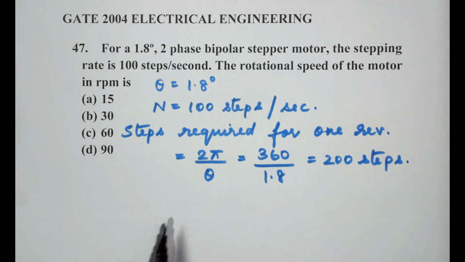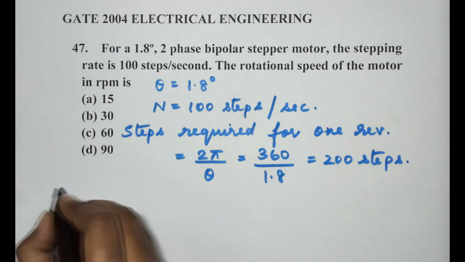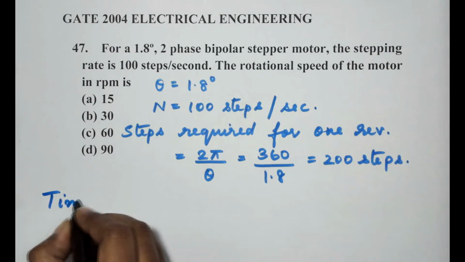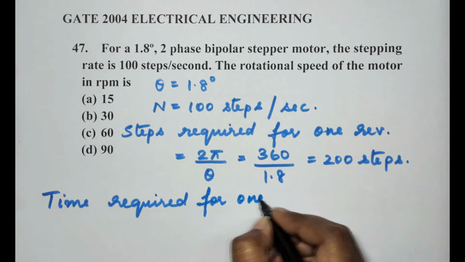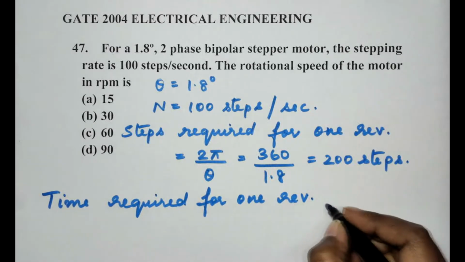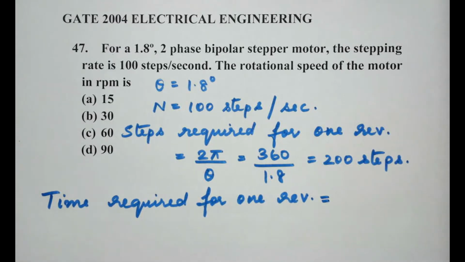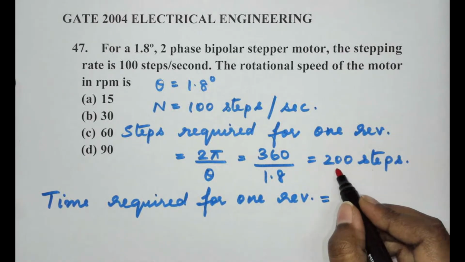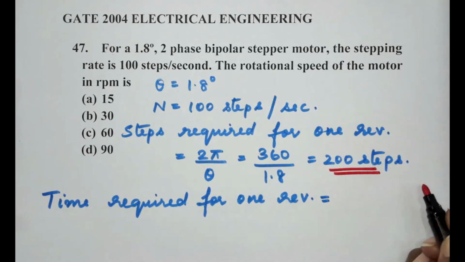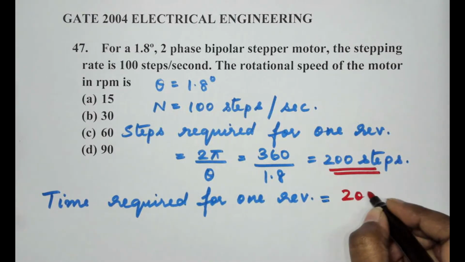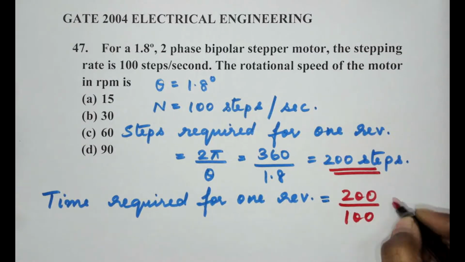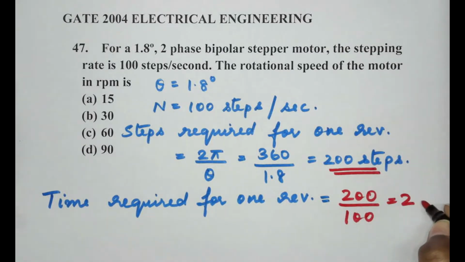Now let's find out what is the time required for one revolution. Okay, so here the time required for one revolution would be the number of steps divided by the rate, the stepping rate. So this would be 200 divided by n, which is 100, and that is 2. So the required time for one revolution is 2 seconds.